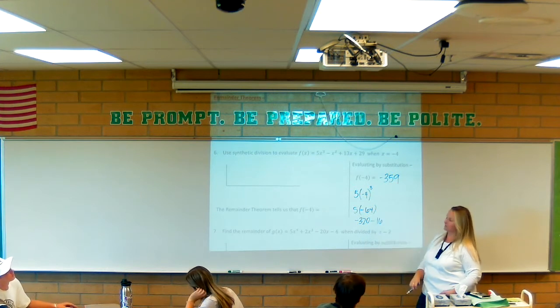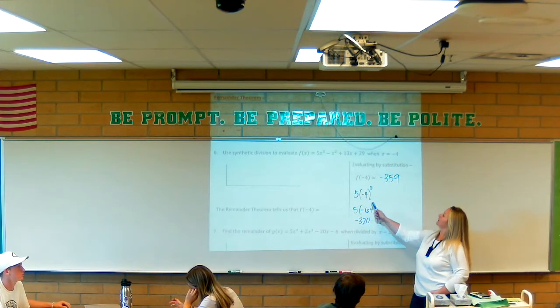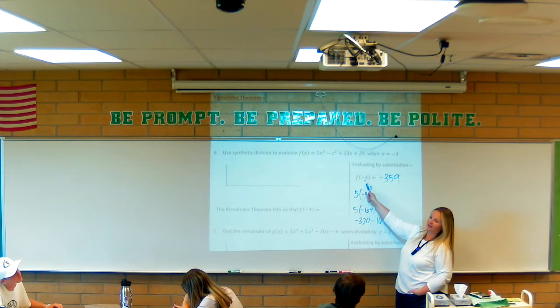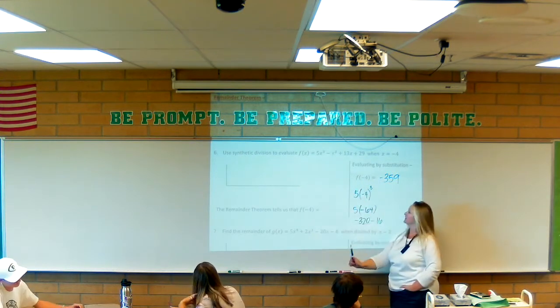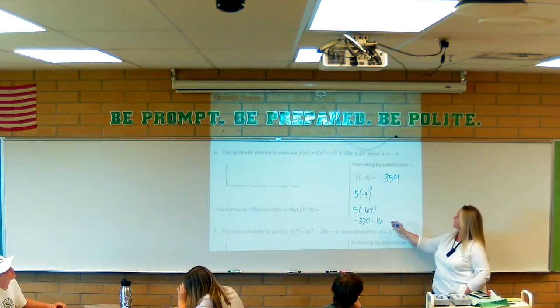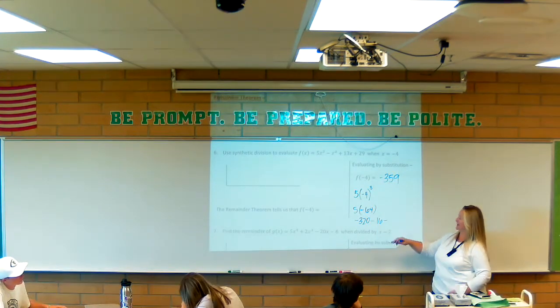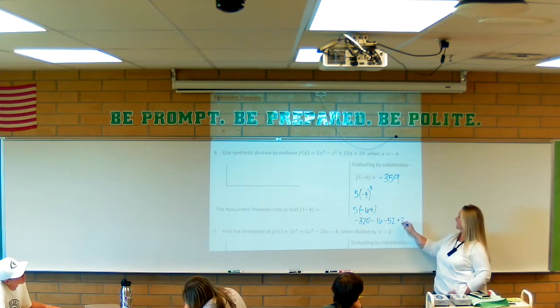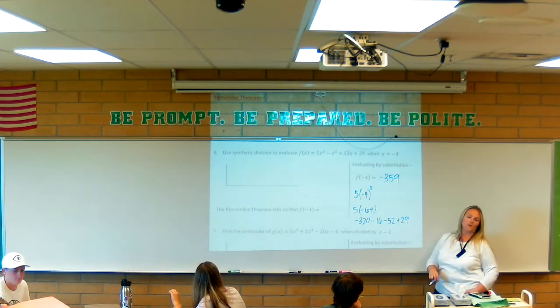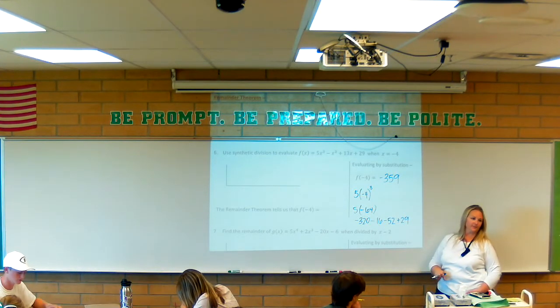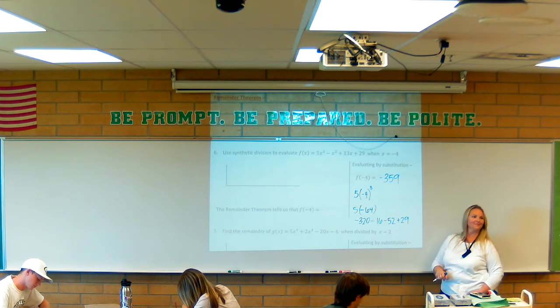-16. Why is it minus and not plus? The -4 gets squared, making it +16, but then there's a subtraction sign ahead of that. So -16. Plus 13 times -4, so -52. And then plus 29. -359. Isn't that adorable? Aren't you glad we did that one?